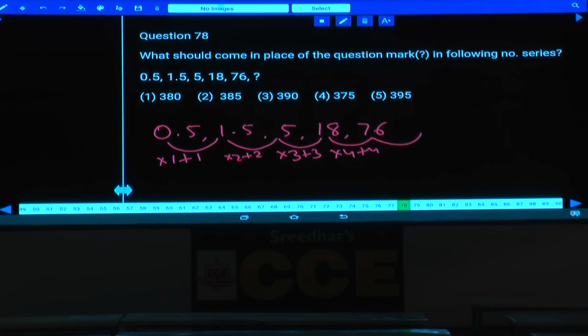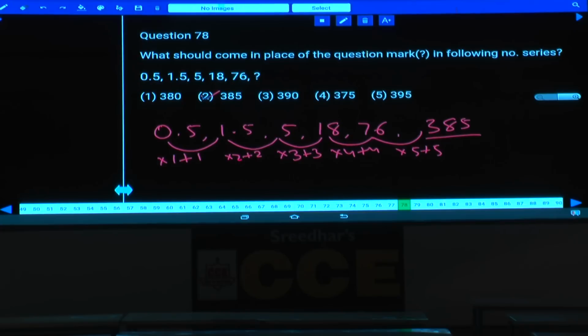And the next one must be into 5 plus 5. Now 76 into 5 plus 5 is how much? Yes, what is your answer here? 385, that is choice 2. 380 plus 5 is 385, choice 2 is the answer. 78. Done with this? Now this is about paper number 94, question number 74 to 78 and 31 to 65. Any doubts in this?